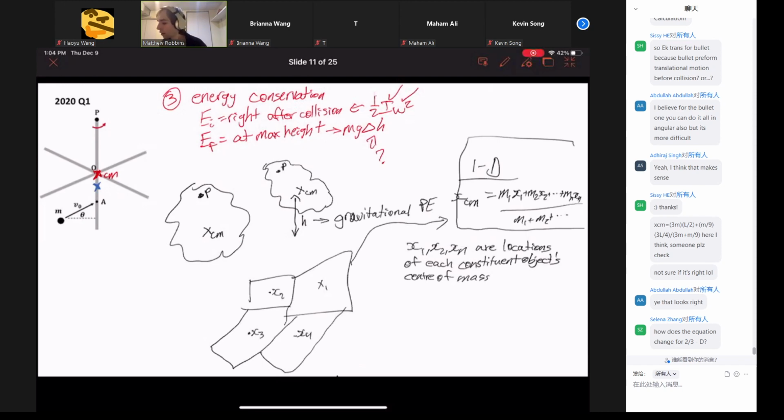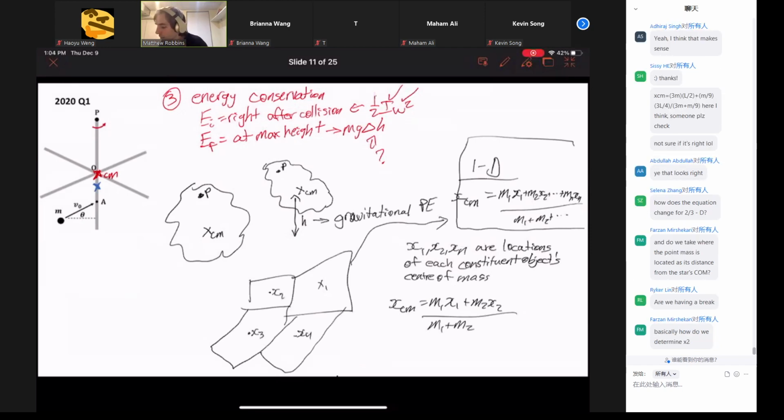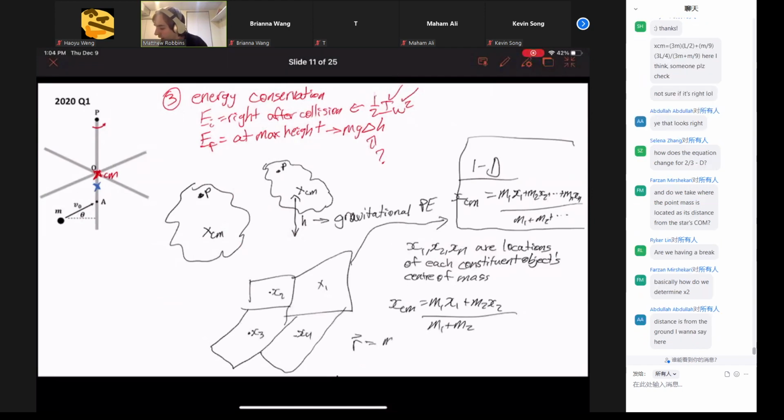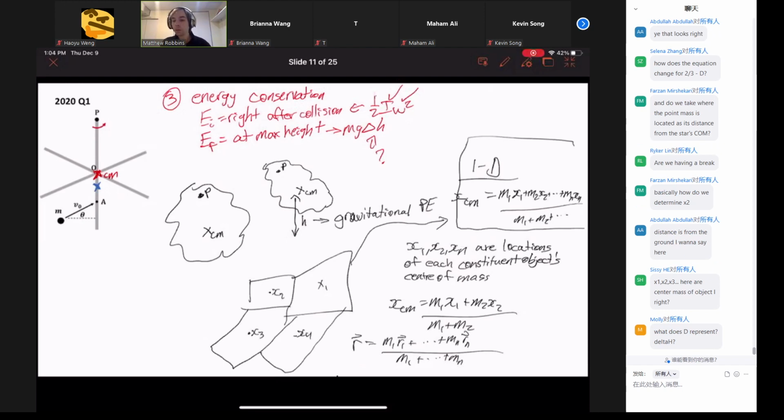So if we have two objects, then the center of mass of two objects is just going to be m1x1 plus m2x2 divided by m1 plus m2. For two or three dimensional objects, center of mass is a vector. So that's equal to m1 r1 plus dot dot dot plus mn rn divided by m1 plus dot dot dot mn. And then x1, x2, x3 are the centers of mass of each object, where, sorry, this means one dimension.